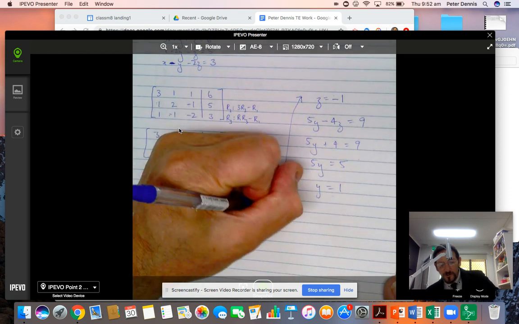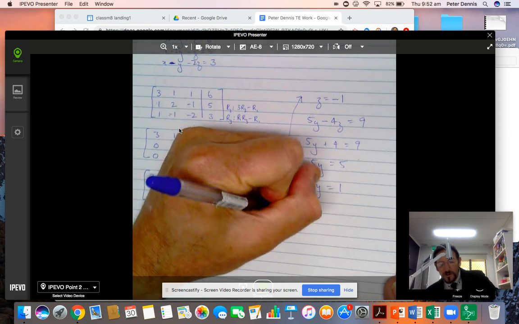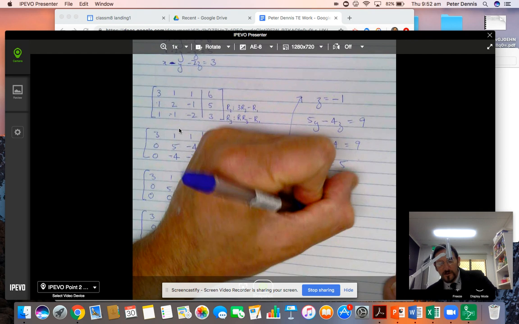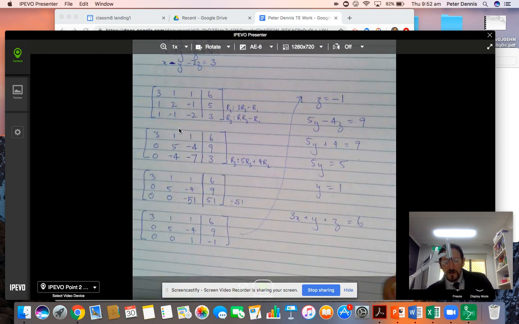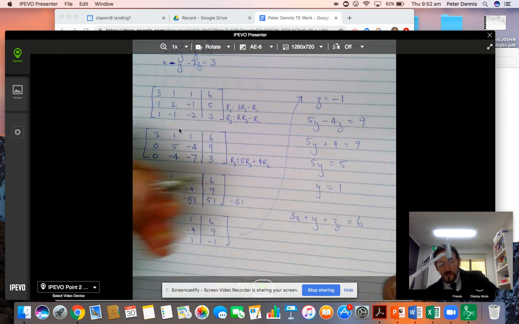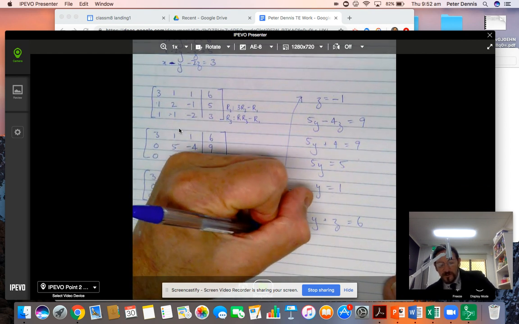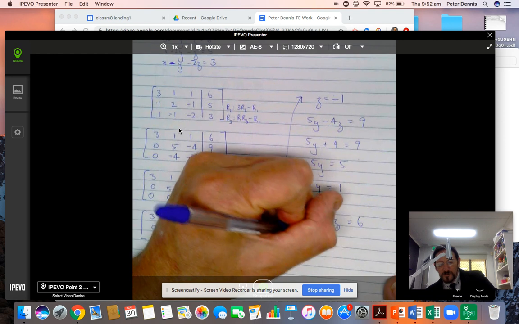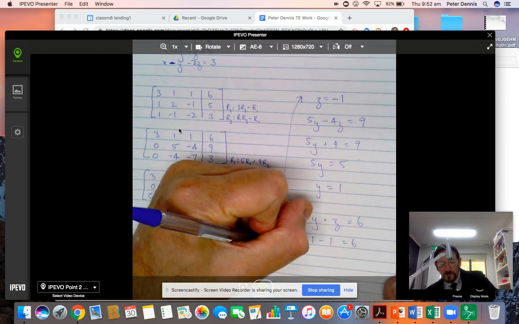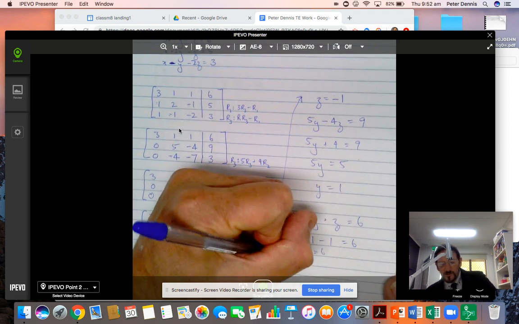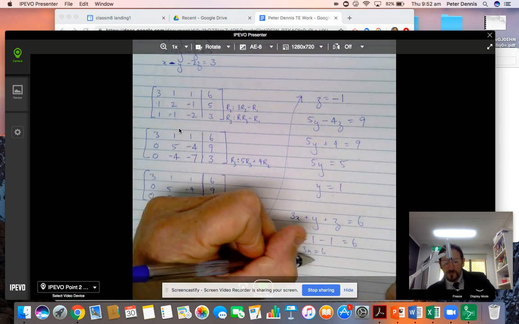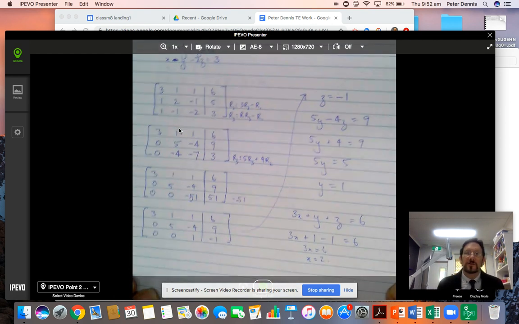we've got a z and a y, and we can substitute in the first one. We've got 3x plus y plus z equals 6. And we know that z is minus 1 and y is 1, so we've got 3x plus 1 minus 1 equals 6. So 3x equals 6, x must be 2. And that's all it is.